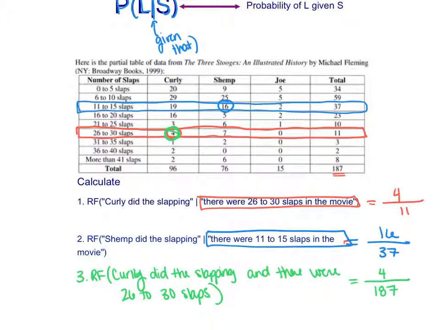So notice the difference between the conditional statement in number 1 and this AND statement in number 3. It's really a difference between what is the subset you're looking at if it's conditional, versus the total when it's not a conditional statement. My denominator.